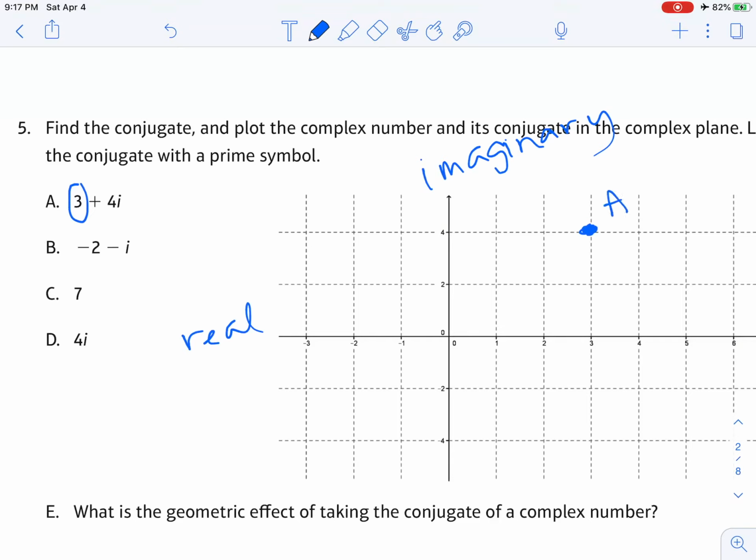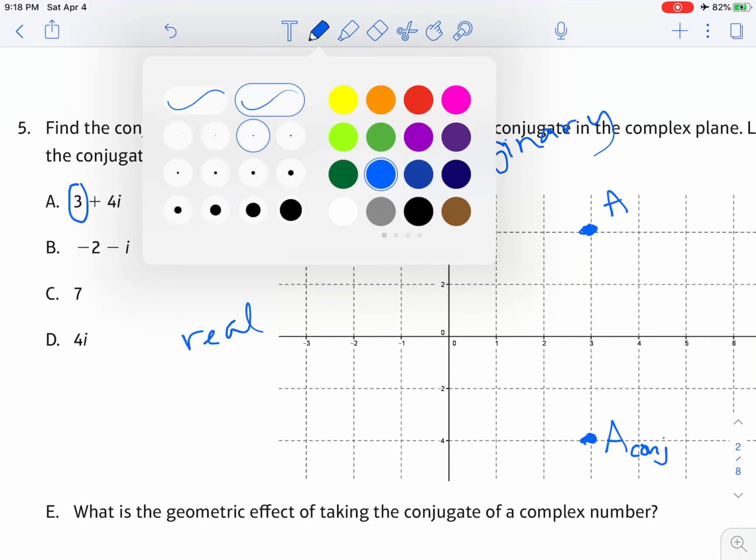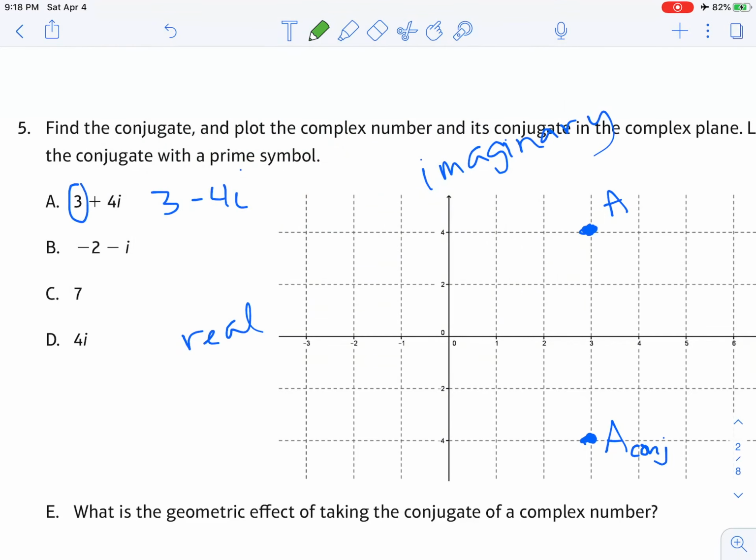But it's asking for its conjugate. So this is letter A, but it's asking for its conjugate. So it wants 3 minus 4i. So that's going to come down here. So that's my conjugate. That's not how you label it, but I just wanted to label it a different thing.